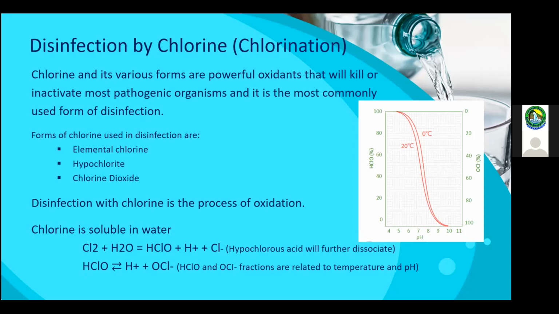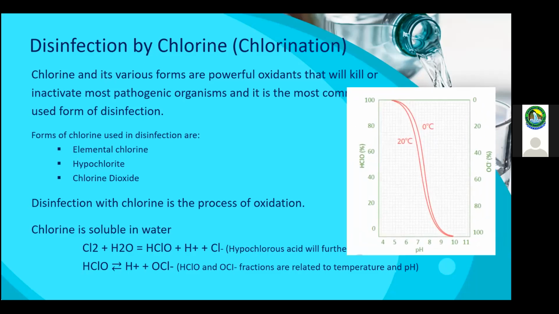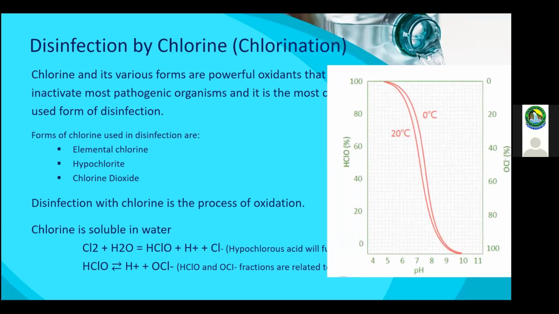So the fractions of the hypochlorite and hypochlorous acid are related to your temperature and your pH. And if we were to just look at this little chart that I have on the side here, it shows this relationship between your temperature and your pH.